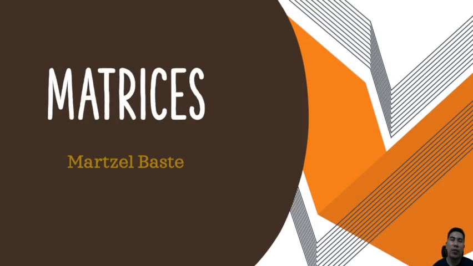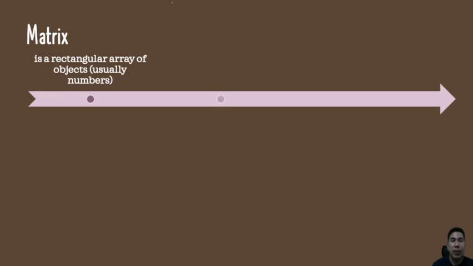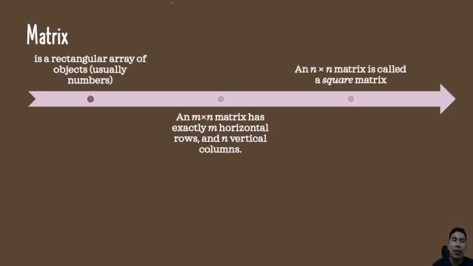For today, we're going to talk about matrices and matrix operations. So, when we talk about a matrix, it is a rectangular arrangement of numbers into rows and columns. And when we work with matrices, we refer to real numbers as scalars.